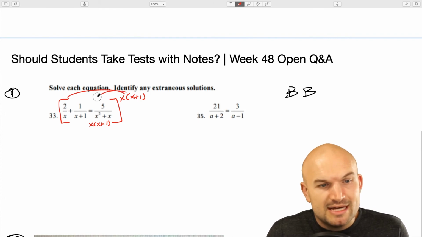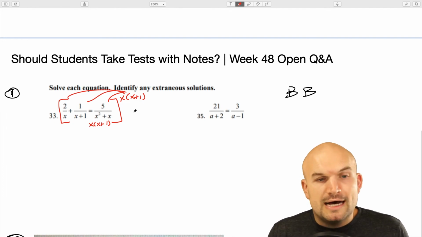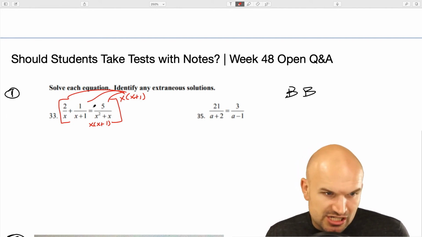And then you're just going to multiply it times every single term. As long as you're multiplying everything in your equation by the same value, that's going to produce an equivalent equation. It's not going to change the value of the equation.